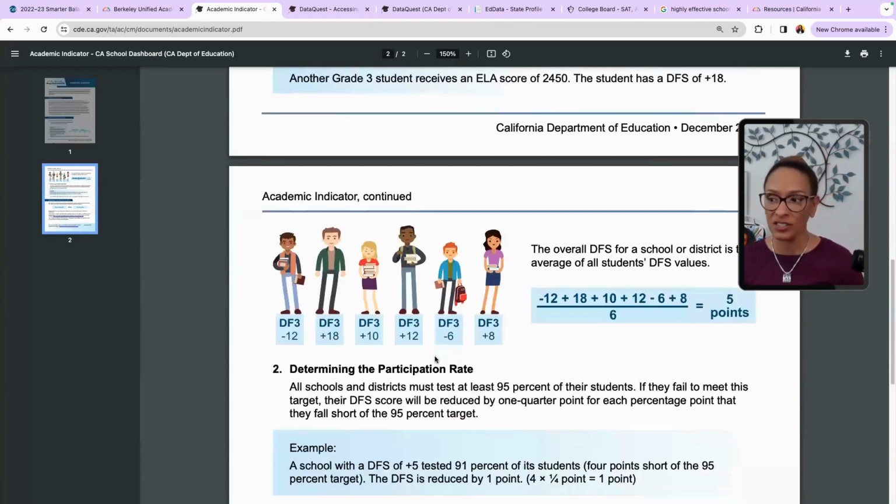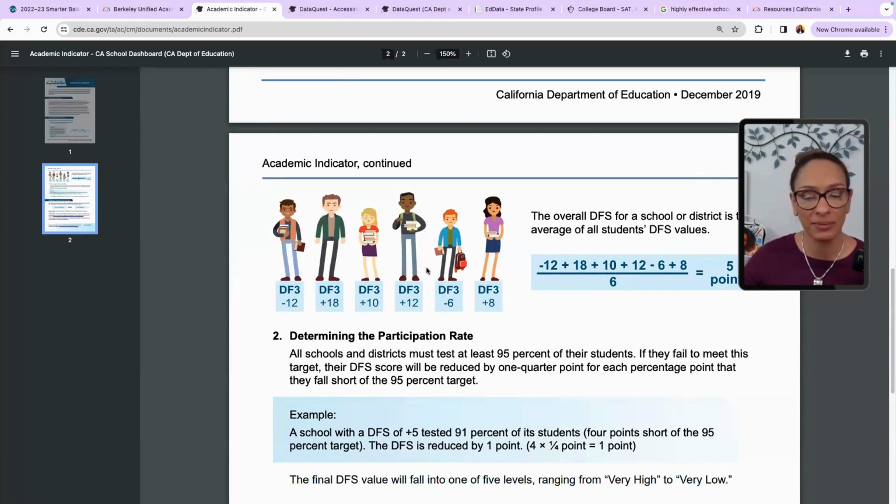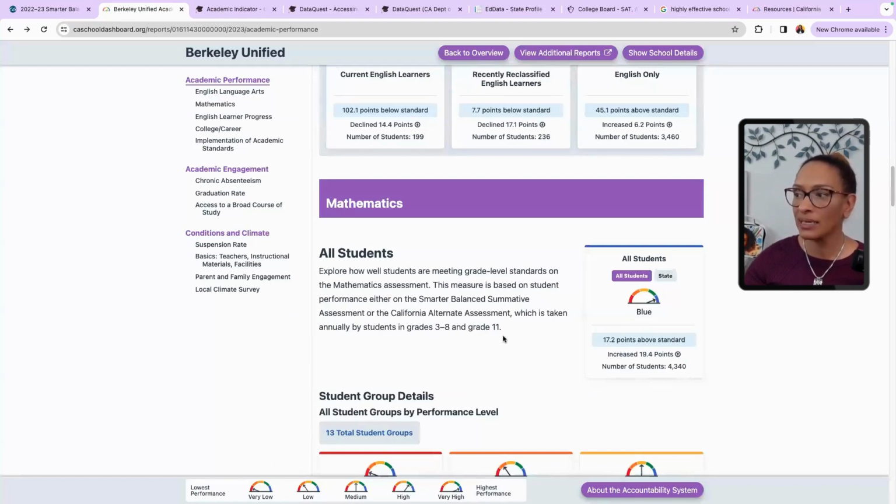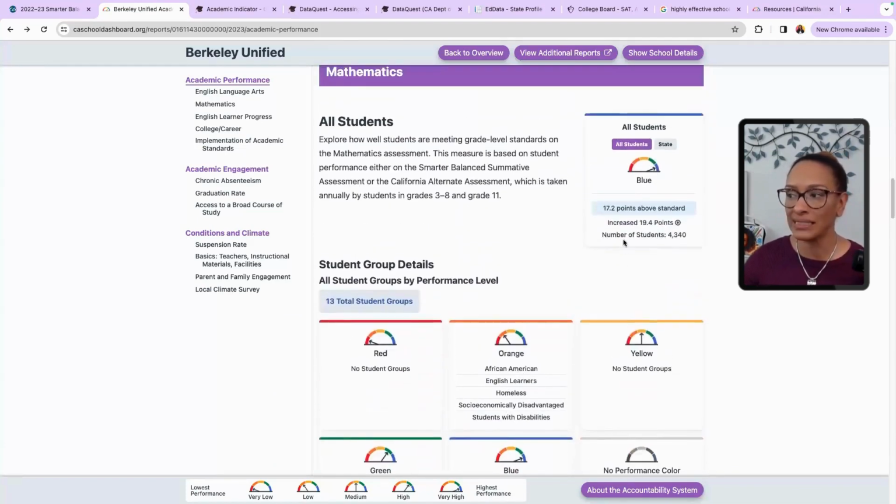They take all of the students and they get a distance from standard. And they add those together and divide by the number of students. And that'll tell you whether or not the entire school or the student group is either increased or decreased. And then it tells you how many points they are above or below the standard.